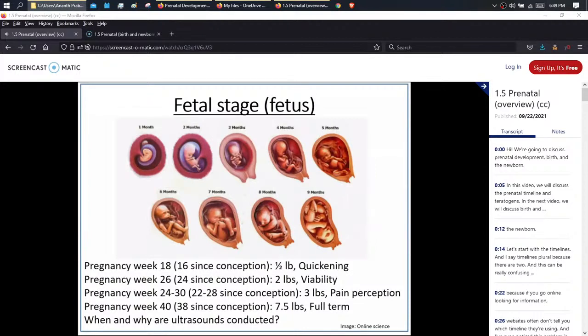The next highlight would be birth. So somewhere around pregnancy week 40, the fetus is about 7.5 pounds on average, and we call this full term. Babies can be born as early as 37 weeks on the pregnancy timeline and still be considered full term, safe to be born, and they're no longer considered premature.